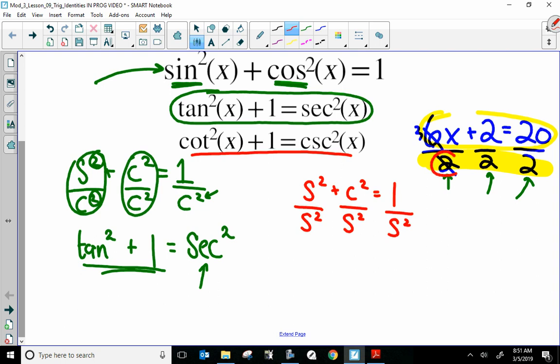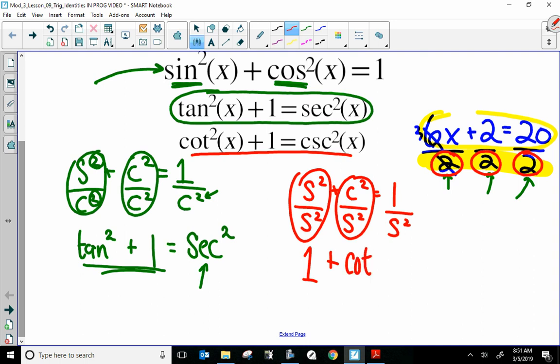Again, if I divide everything on both sides of the equation by the same value, my result will still hold true. Anything divided by itself is 1, plus cosine divided by sine. That's the flip of tangent, isn't it? The reciprocal of tangent, which is cotangent. And if these trigs are squared, this one should also be squared. Equals 1 over sine. The reciprocal of sine is cosecant.